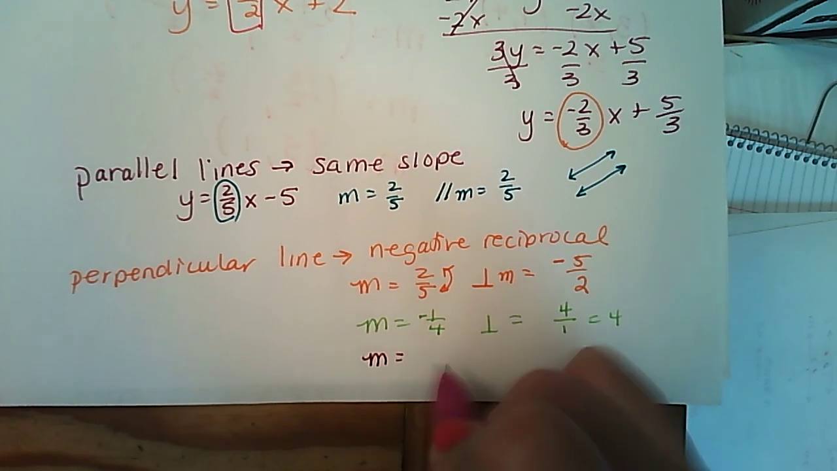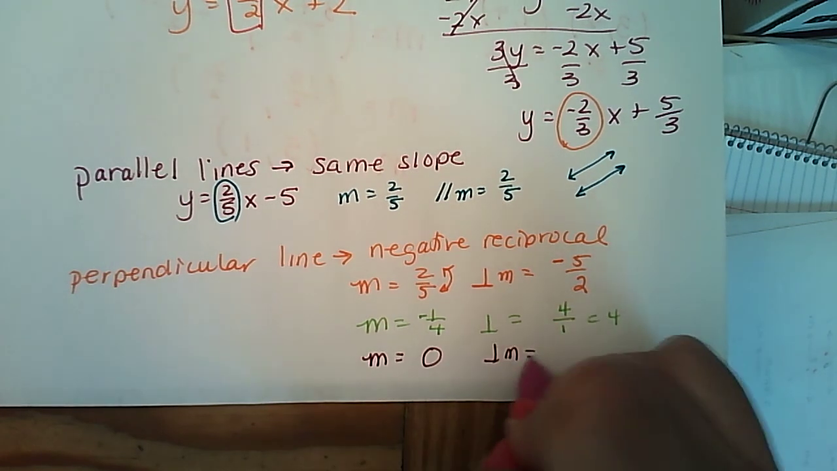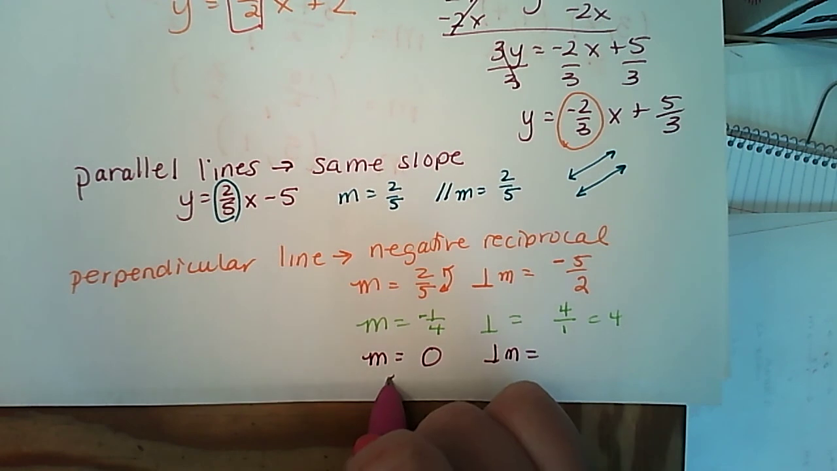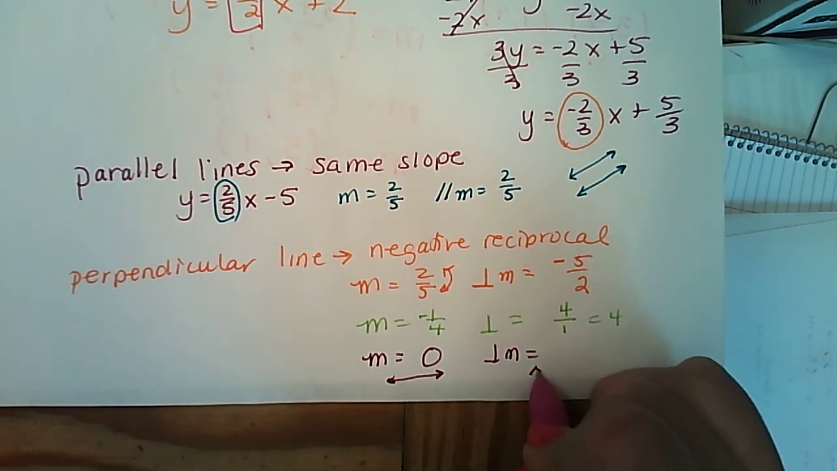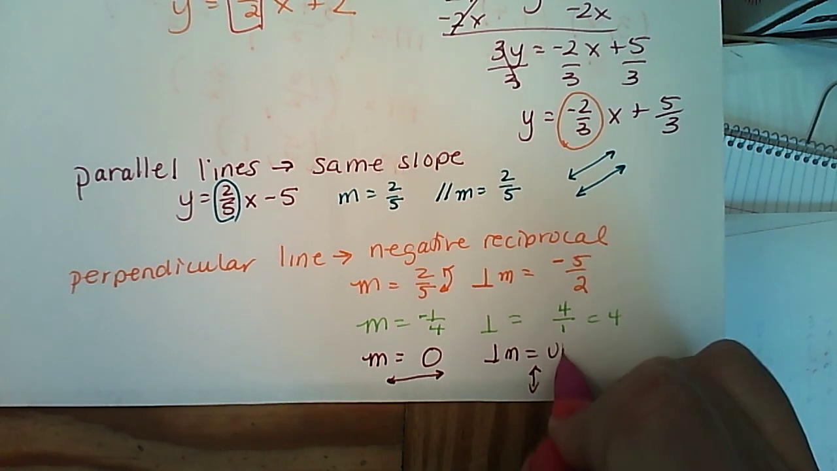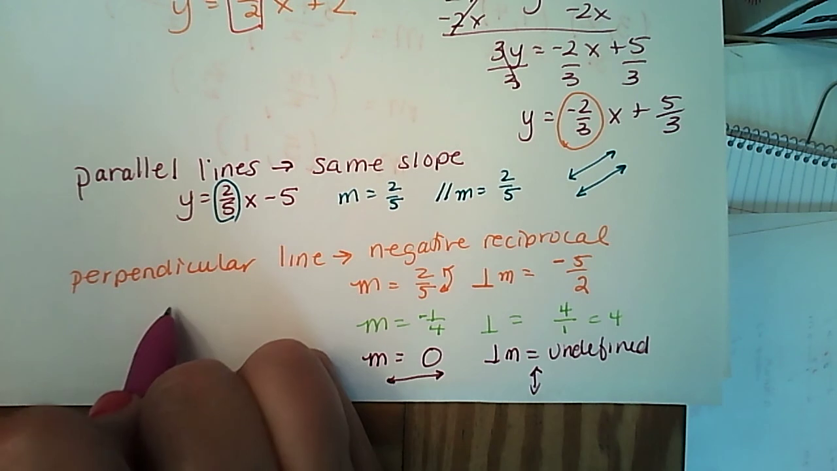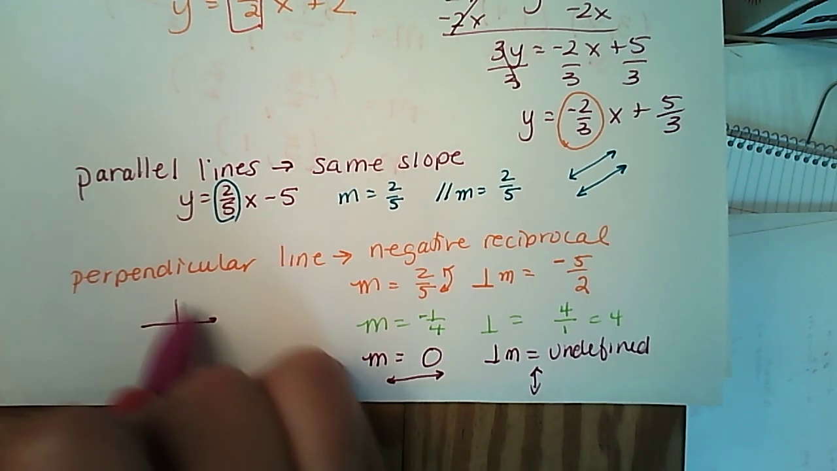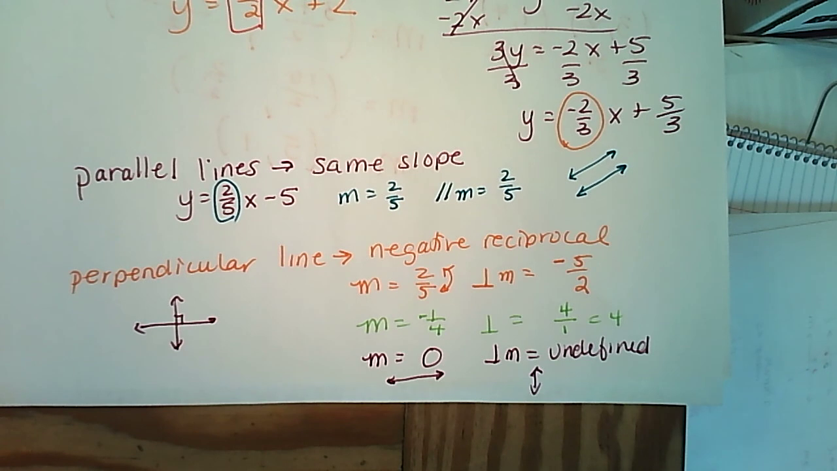If my slope was 0, then my perpendicular slope is, well, 0, if you remember, is my horizontal line like this. So what's the slope of my vertical line? Undefined. And remember, perpendicular lines cross like a perfect T with a 90-degree angle. Just something to keep in mind.